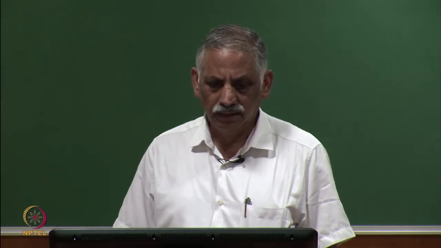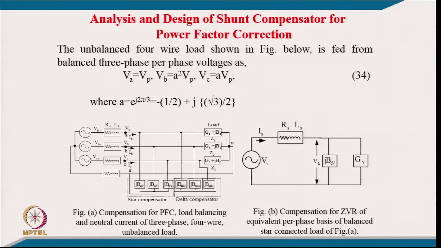We will first look at the analysis and design of this shunt compensator for a 4-wire system for power factor correction. The unbalanced 4-wire load shown here in figure A is fed from a balanced 3-phase supply where the per phase voltage is Va equal to Vp, Vb equal to a square Vp and Vc equal to a Vp, where Vp is the RMS voltage per phase and a is the operator for the 120 degree phase shift, e to the power j 2 pi by 3, which in rectangular form can be written as minus half plus j root 3 by 2.